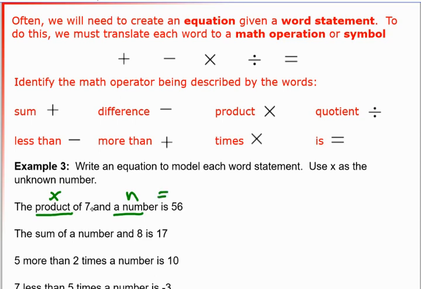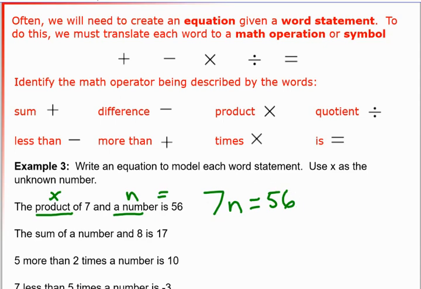So the product of 7 and n, these two together, is going to be 56. So 7 times n, because remember when a coefficient and a variable are together, it's multiplication. And we have our is 56. Now this did not ask us to solve it yet, so we don't have to go any further than that. But this is now an equation that we just made.